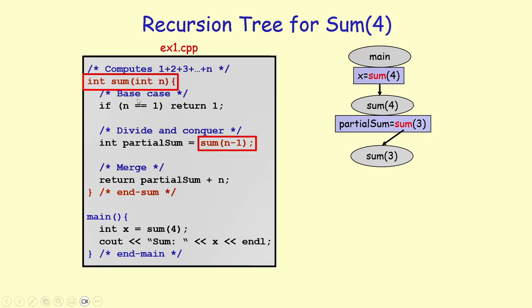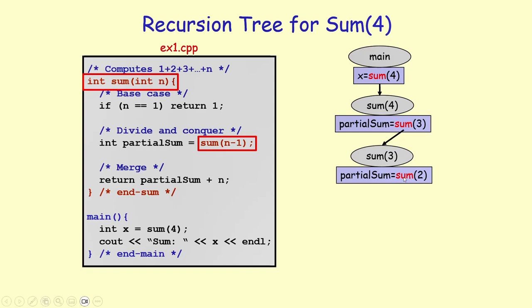And now we are again at the beginning of this function, but the value of the parameter n is 3 at this point. Again, the first statement is the base case: is n equal to 1? The answer is no. So we again continue and execute this statement, which says partial sum is equal to sum n minus 1. This time n is equal to 3, so n minus 1 is equal to 2. So we are going to execute the statement partial sum is equal to sum 2.